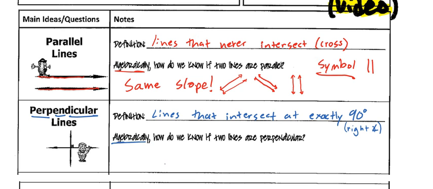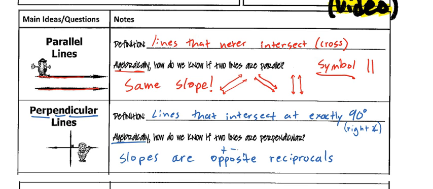And here's how. If their slopes are opposite reciprocals, let me write that better. Opposite reciprocals. Opposite meaning opposite signs, positive or negative, and reciprocal means flipped.